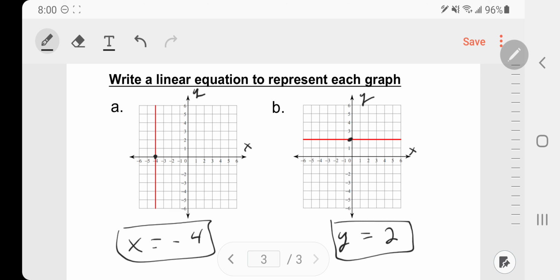All right, that's pretty much all there is to know with vertical and horizontal lines. We'll continue to discuss linear equations.